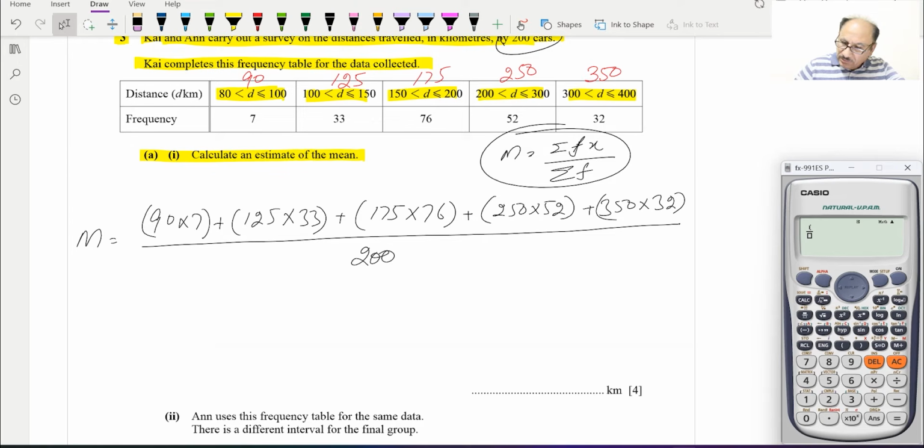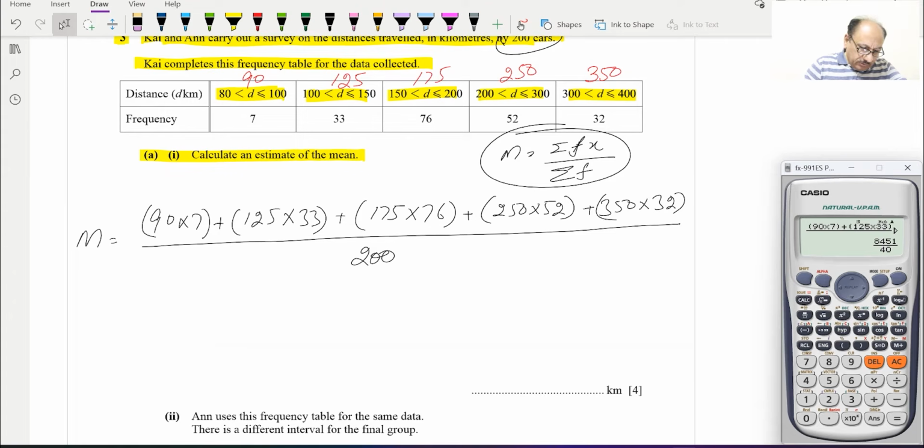So it will be 90 multiplied by 7 plus 125 multiplied by 33, bracket close, and plus 175 multiplied by 76, and plus 250 multiplied by 52, and plus, bracket we missed, so 350 multiplied by 32, bracket close, and divided by 200.